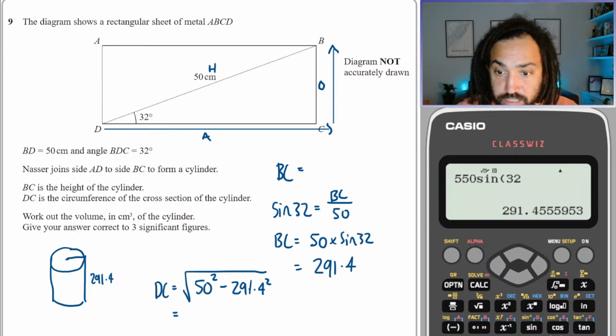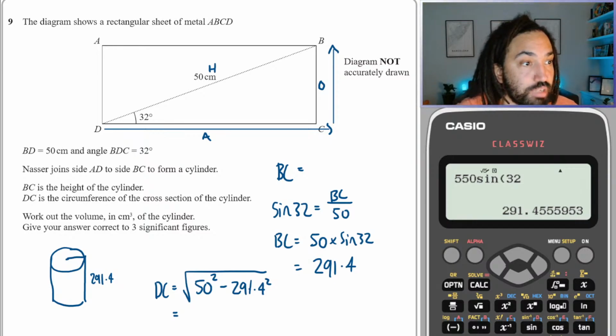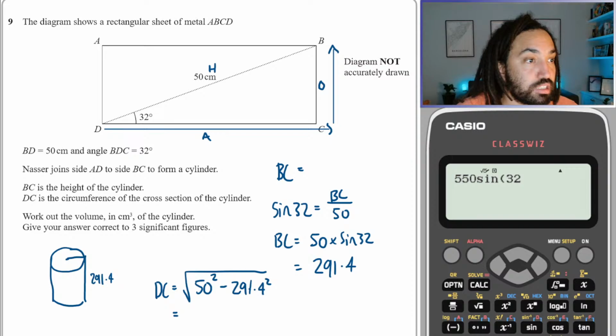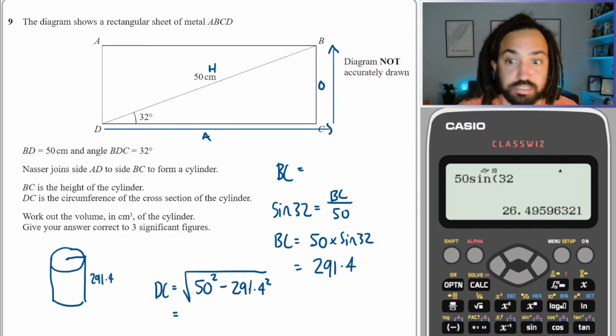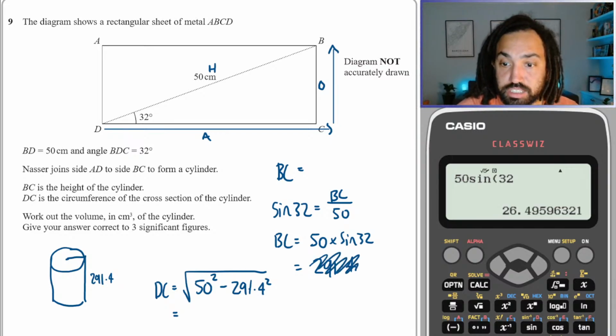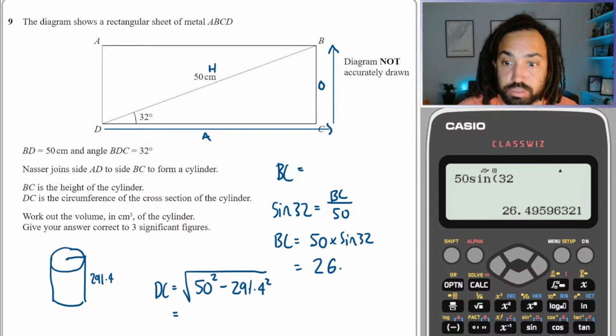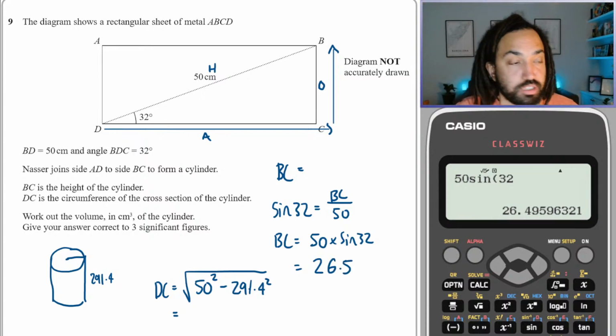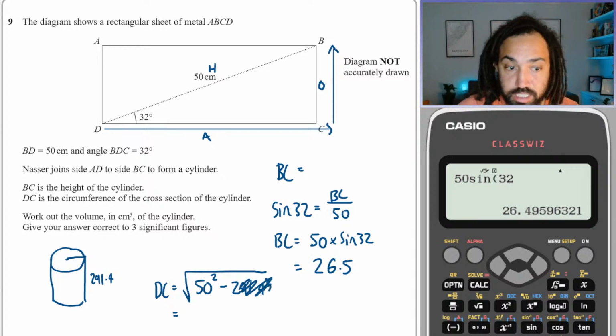Whoops, I made a mistake, didn't I? Oh, my calculator. Okay, so we know that wouldn't be correct because, of course, the short side cannot be longer than the hypotenuse. That's why I paused there, because I knew I made a mistake.